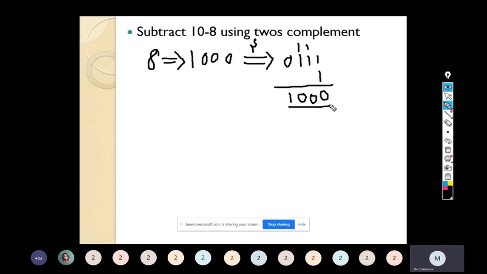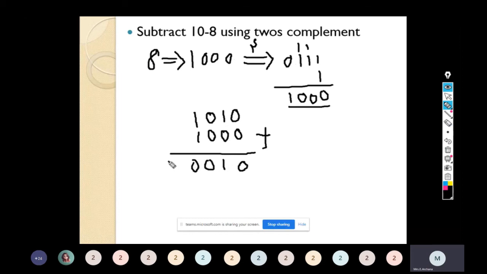Now we are going to add with the binary value for 10. So what is the binary value for 10? It is 1010. Now it is going to get added with the 2's complement result of 8, which is 1000. We are going to add these two. When we add these two, we will get the answer 0 plus 0, 0, 1 plus 0, 1, 0 plus 1, 1, 1 plus 1, 0, carry over 1.